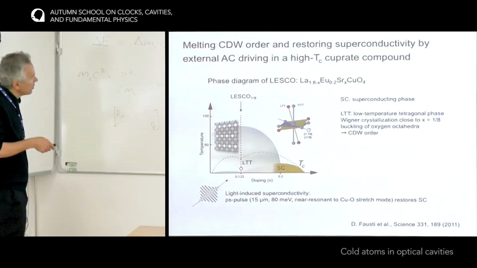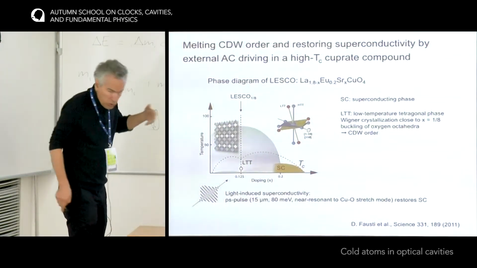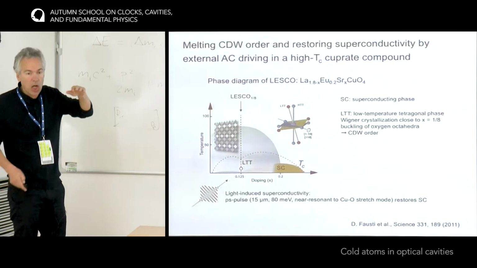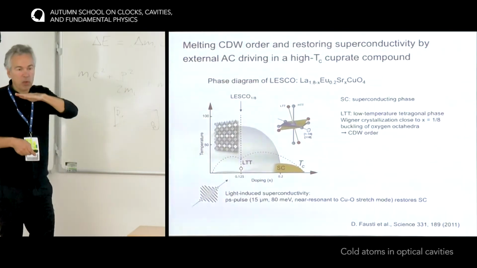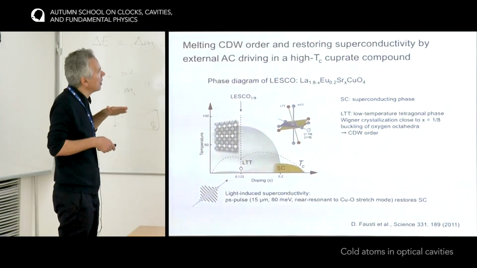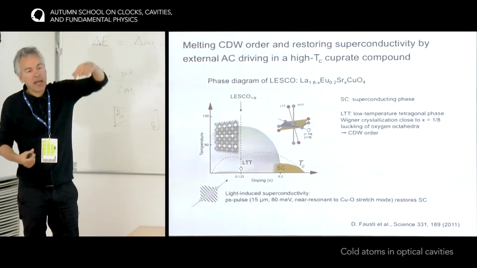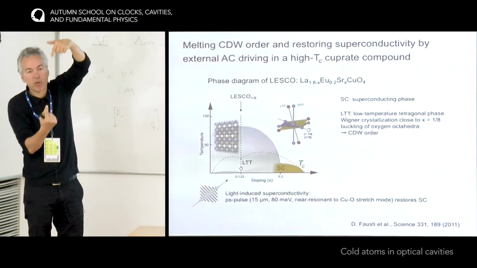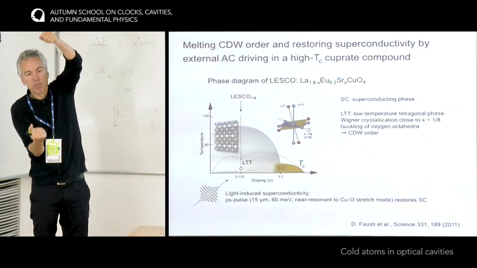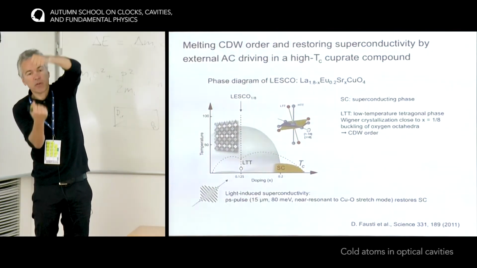So now the interesting thing happens. Andrea is shining in an infrared pulse that is close to a resonance of a phonon, and the system that I'm talking about is a kind of layered system where you have copper oxide planes stacked one on top of the other, and the infrared pulse excites a stretch mode, a phonon that moves the copper oxide planes closer and further away, closer and further away.